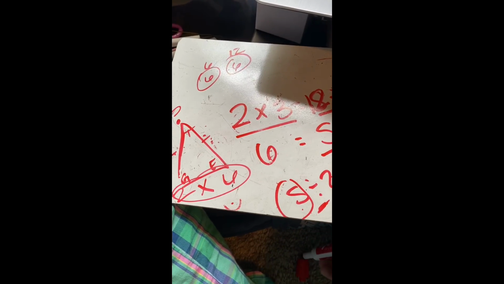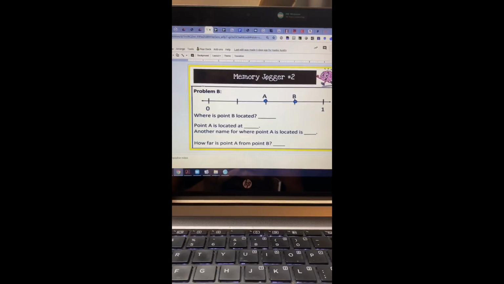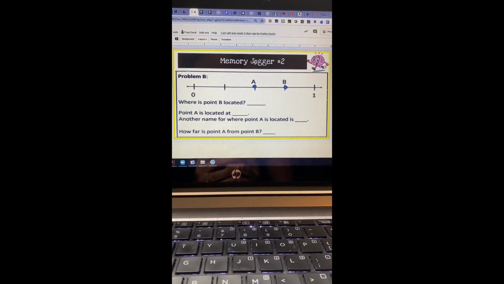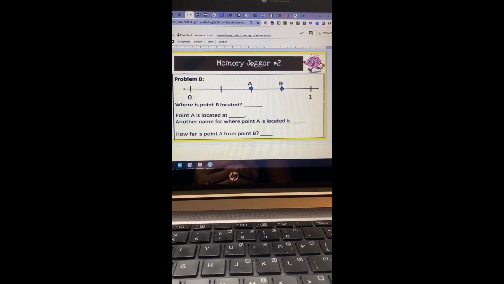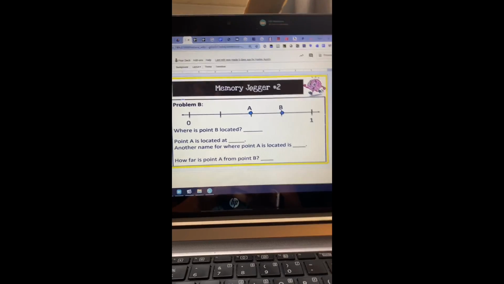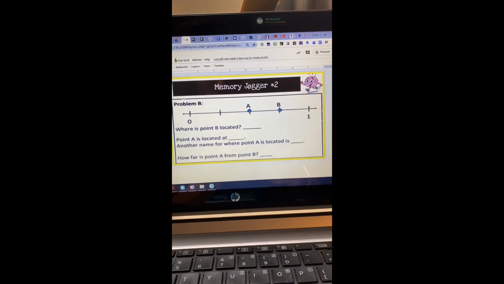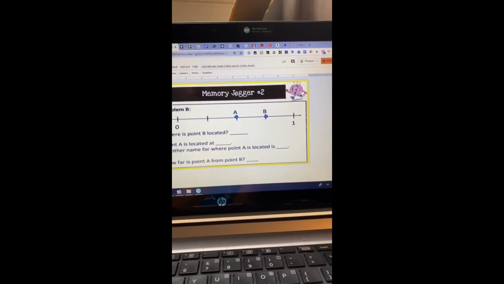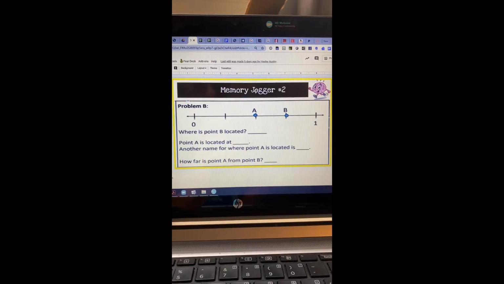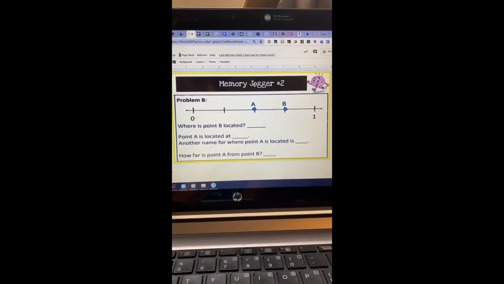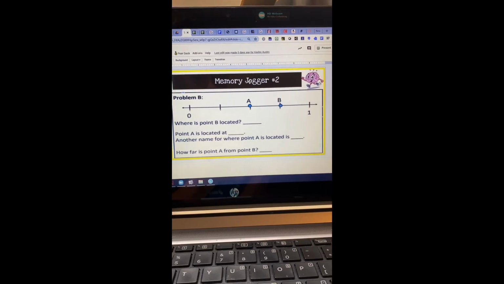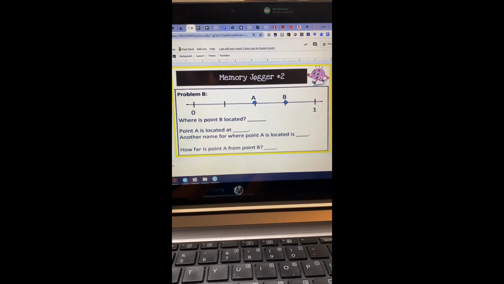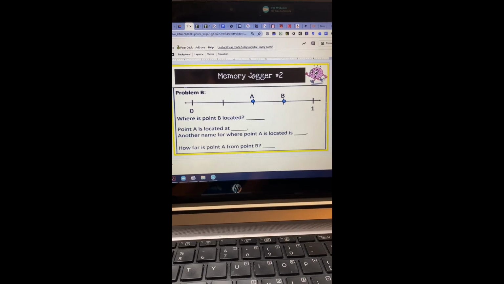All right, looking at this problem, where is point B located? I'm looking at this and I notice that I've got 0 and 1. So I have a whole on here. And so B is less than 1 whole. So it must be a fraction. In what fraction is point B located? And then in what fraction is point A located?